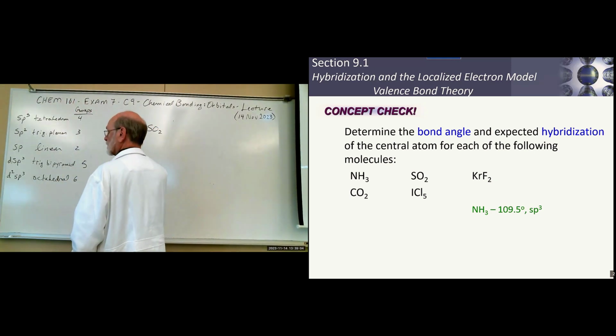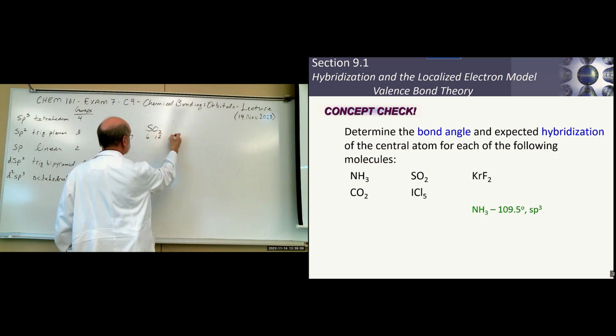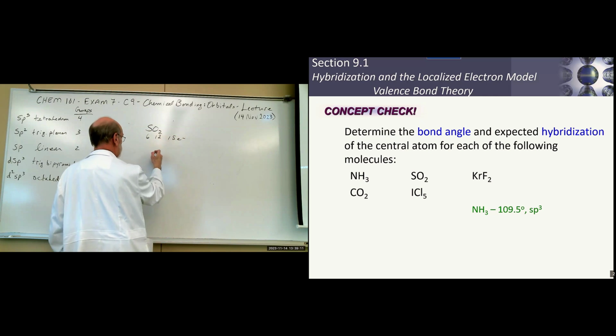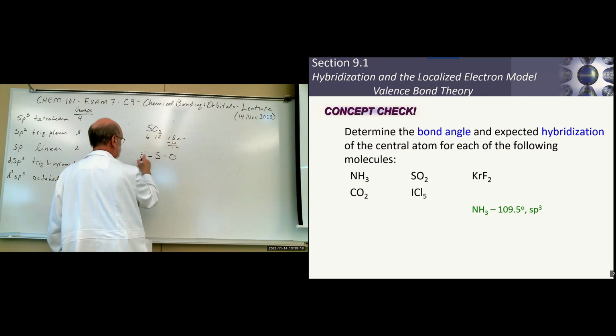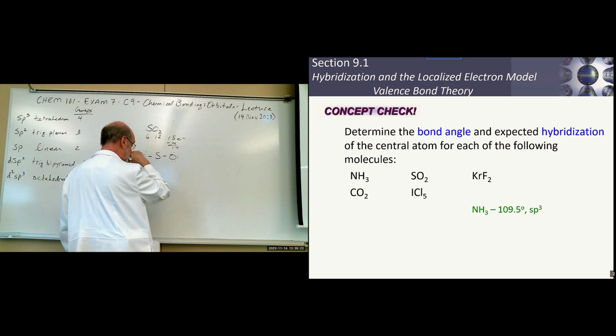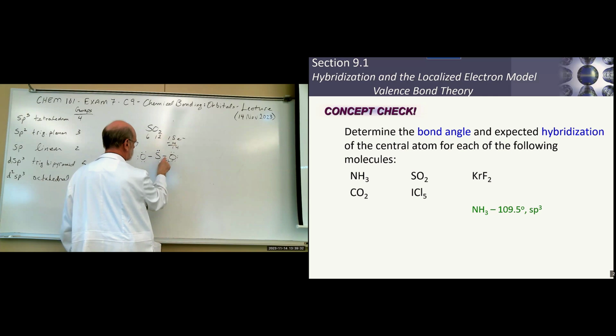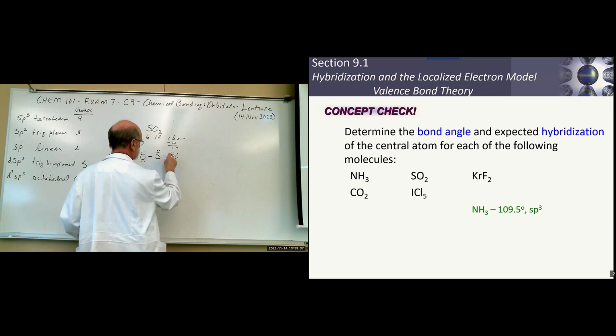Okay. Sulfur, same as oxygen, has 6. So that's 12, that's 18 total. All right, so we do our Lewis structure. 2, 4, 6, 8, 10, 12, 14, 16, 18.